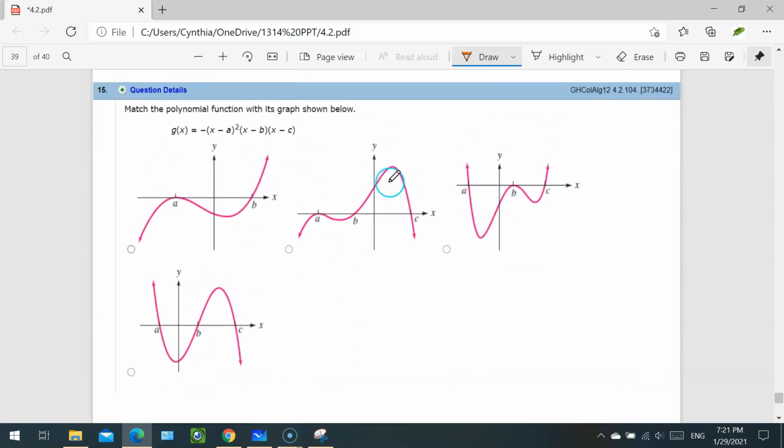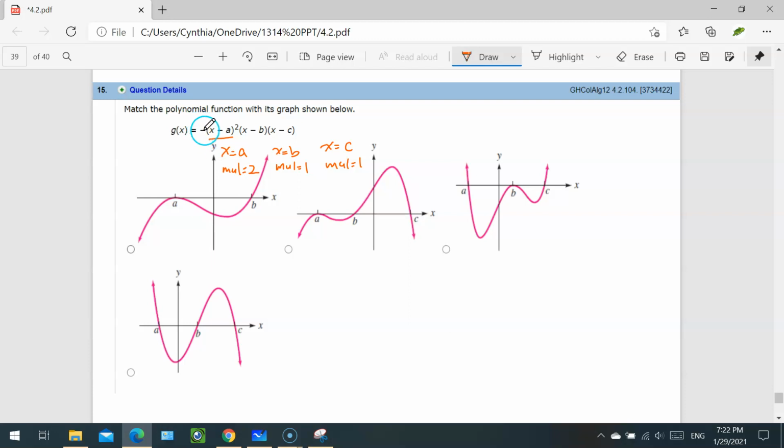Now we look at this example. You have to match the polynomial function with the graph shown below. So the g function has a negative, right, x minus a, so it has one solution, x equal a. From here, this is x equal a. When x equal a, the multiplicity is 2. Then x minus b means x equal b, and the multiplicity is 1 because here it has just power 1. When x equals c, the multiplicity is 1 as well.